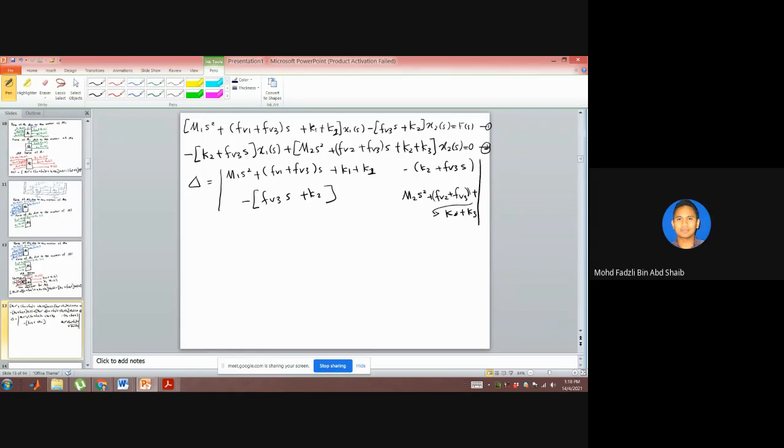Okay. This one M1 S, we just copy. This one M1 S square plus FV1 plus FV3 S plus K1 plus K2. This one minus FV3 S, or I just rearrange it, minus FV3 S plus K2. This one minus K2 plus FV3 S. And this one just copy M2 S square plus FV2 plus FV3 S. This one has S at the end, right? Plus K2 plus K3, right?